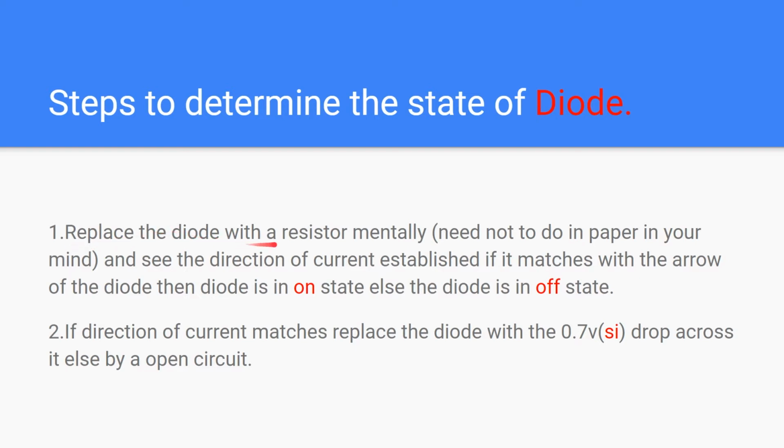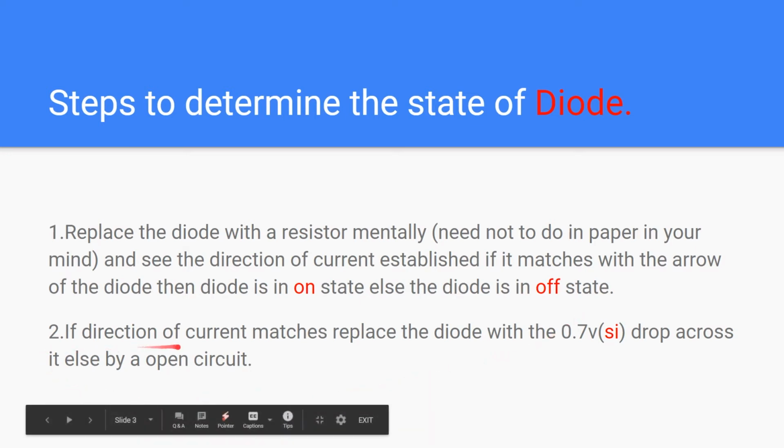Replace the diode with a resistor mentally, need not do it on paper, in your mind, and see the direction of current established. If it matches with the arrow of the diode, then the diode is in on state, else the diode is in off state. This means mentally we need to replace the diode with a resistor and see the direction of the current established. If the current established direction is in the direction of the diode, in the direction of the arrow, then we can say the diode is on.